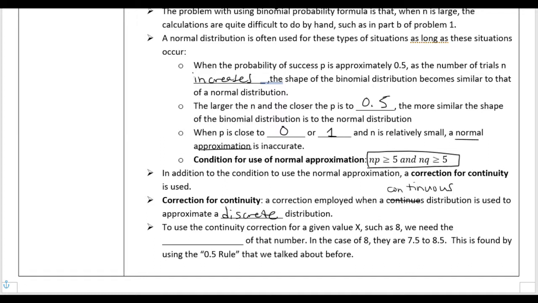All right, so because of that difference between those two categories, we need to apply a correction factor. In order to do that, we're going to need the boundaries for that number. Remember the class boundaries whenever we did the frequency tables? Whenever we did the frequency tables, we used the 0.5 rule, so we're going to use that here. If you have 8, then your boundaries would be 7.5 to 8.5. You're going to take away 0.5 from 8 and add 0.5 to 8, and that's how you get your two boundaries. So that's the 0.5 rule that we talked about whenever we did frequency distributions. We actually talked about it last section too, because we needed that to make the histogram.